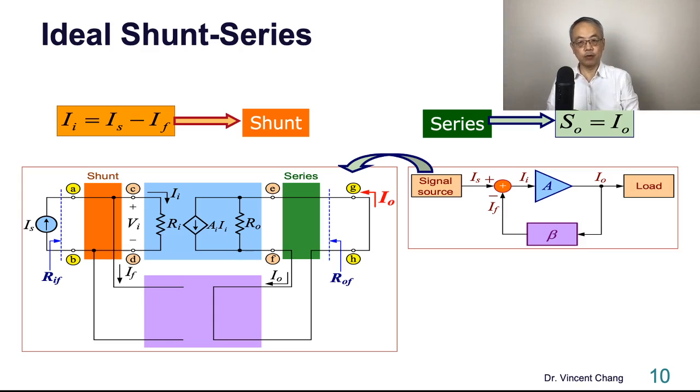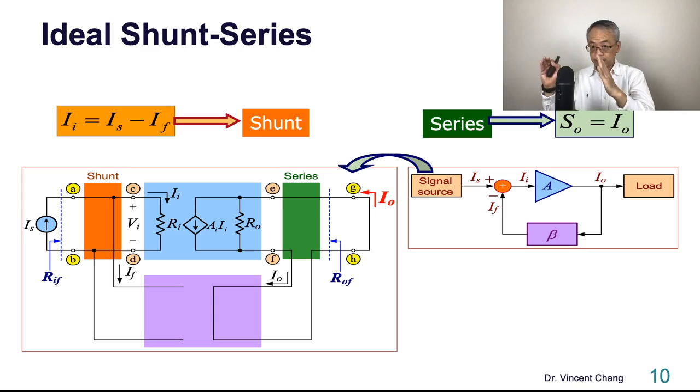II. Why is this important? Because this is the ideal case. If you put a load resistance on the left, let's say you add a load resistance between G and H, then the ideal equation will be broken. This is going to be the practical case. We're going to deal with this in the future. But for now, pay attention to the ideal shunt series feedback.